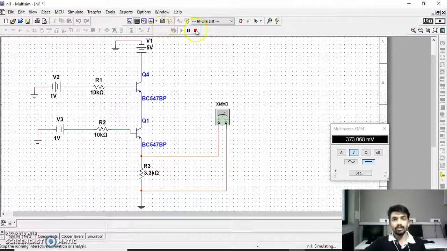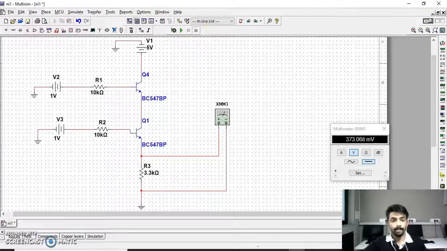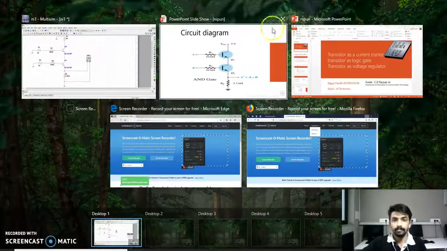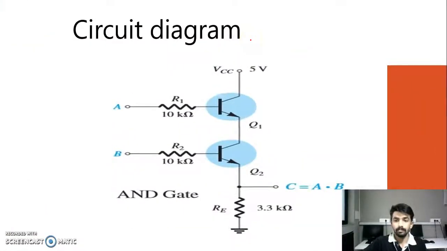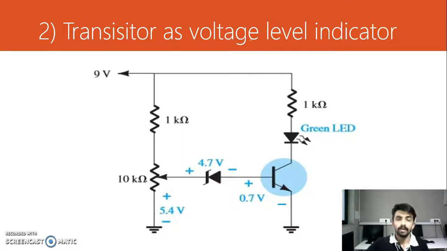So now let's move to the second part, transistor as a voltage regulator. Transistor as a voltage level indicator. In this circuit, I have given a 9 volt supply and I have taken 3 resistors, 1 LED and 1 Zener diode. Now this is almost theoretical, so we move to the Multisim circuit.